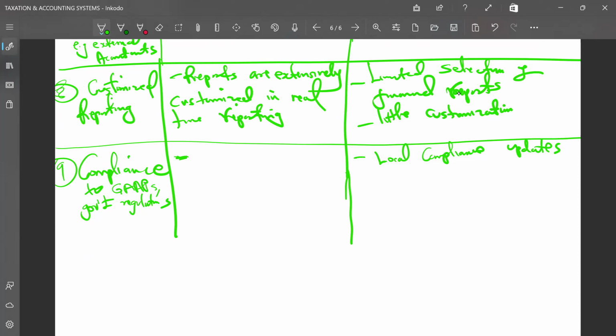In such a case, do you expect to get any updates? Do you expect to get any updates concerning any change in standards, accounting or government regulation standards? The answer is no, right? You also know that, right? So what happens? Any local compliance updates must be implemented manually.